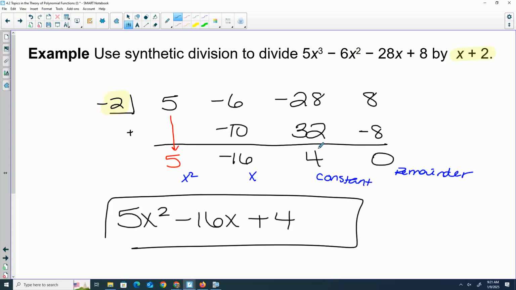So if the remainder was like 1, would your 4 turn into your x? You would write it as 1 over the thing you were dividing by, x plus 2. So your remainder is always going to be written as a fraction over what you were dividing by.